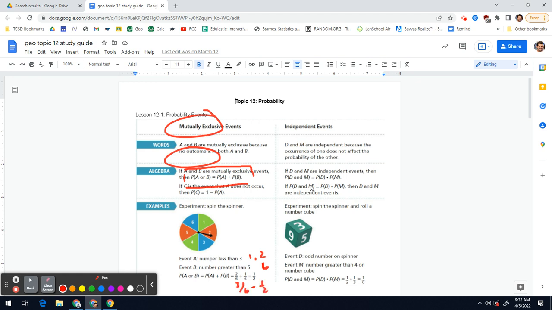And again, if you think about this, the numbers that are less than 3 are 1 and 2, and the number greater than 5 is 6. So that's 3 out of the 6 numbers. Okay.